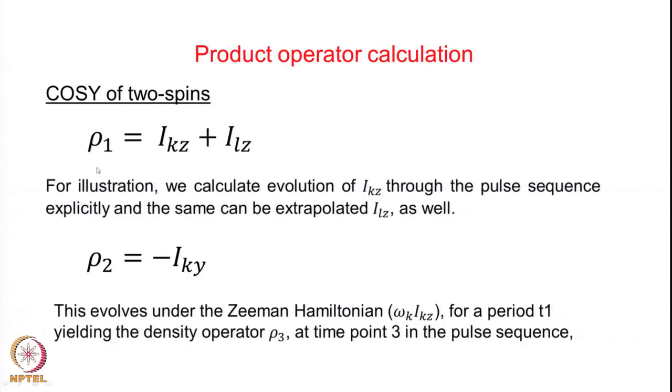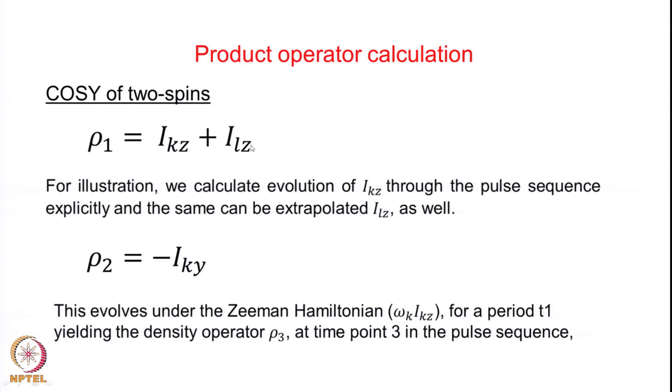Okay. So, at time point 1, I have the equilibrium magnetization, so the density operator is I_kz plus I_lz, considering the two spins. Now, individually we can calculate the evolutions of this through the pulse sequence, but for demonstration we will consider only the K spin. Whatever results we generate, similar calculations can be done for the L spin as well, and therefore we do not want to repeat that for the two. So, we consider the calculation for the K spin only in the further discussion.